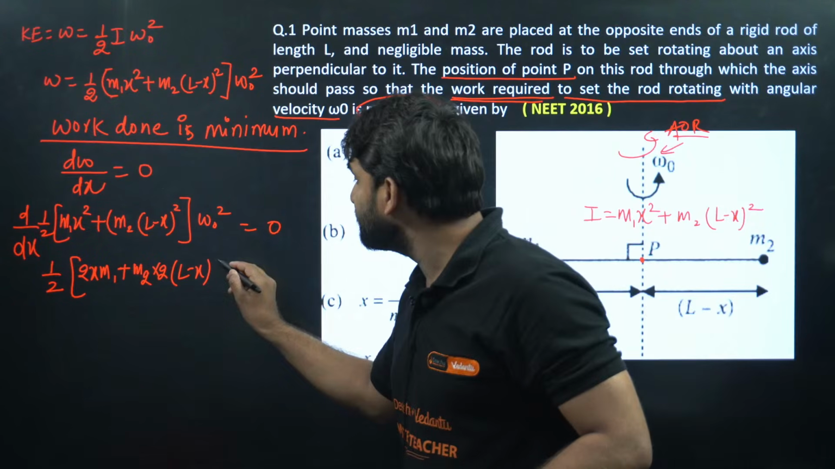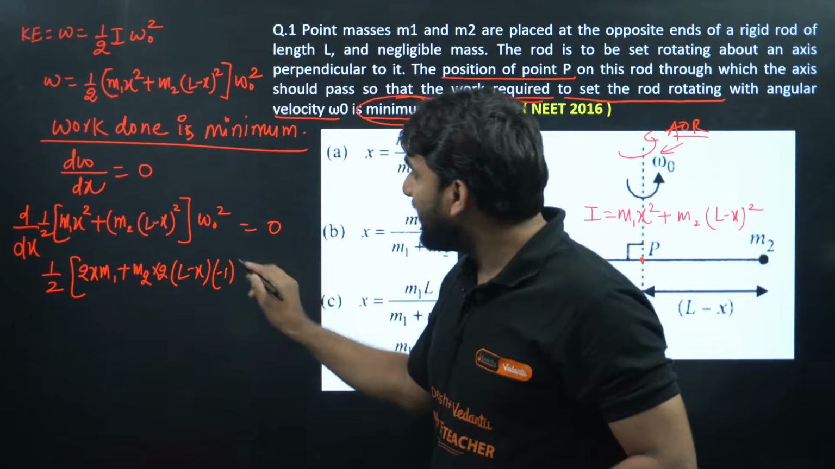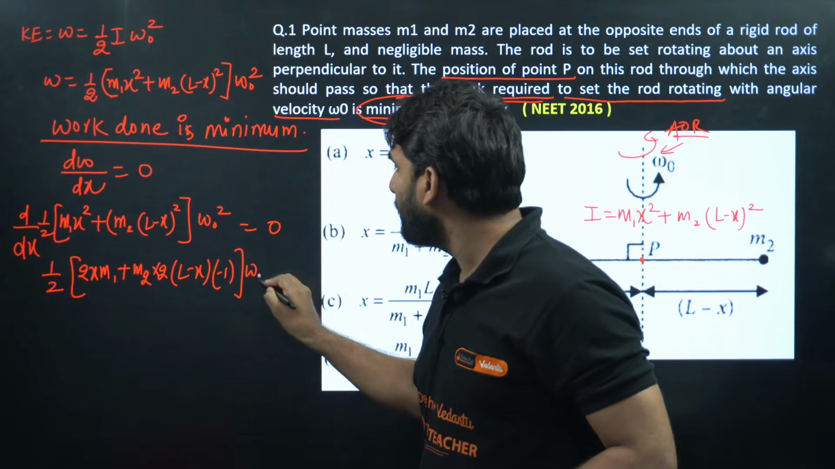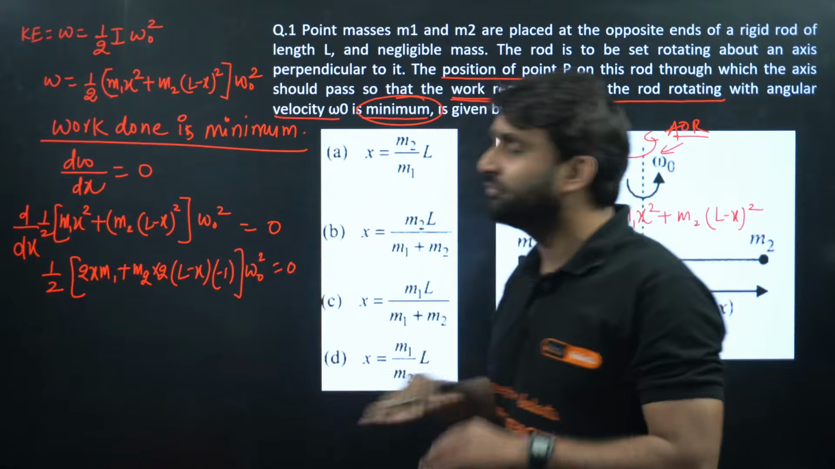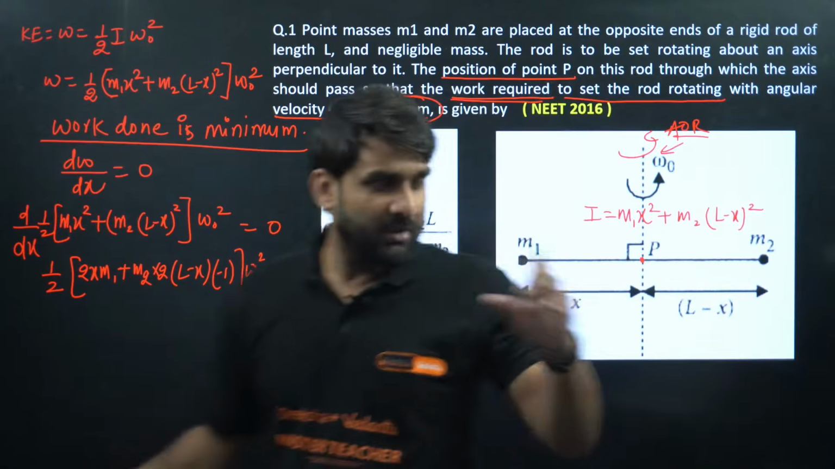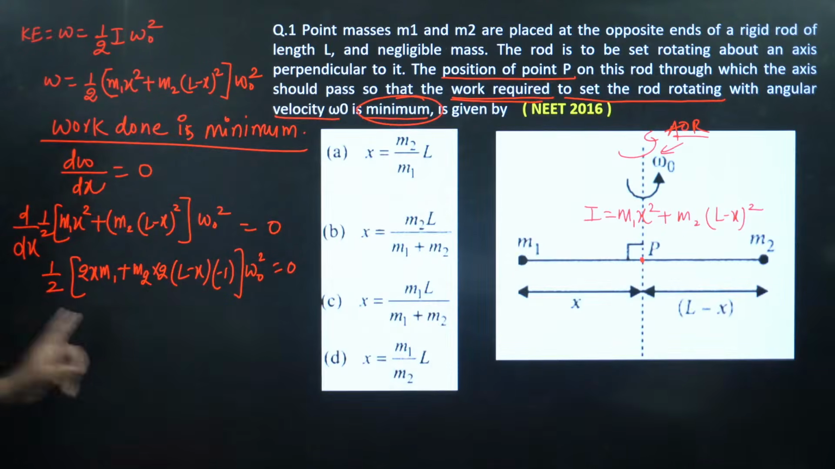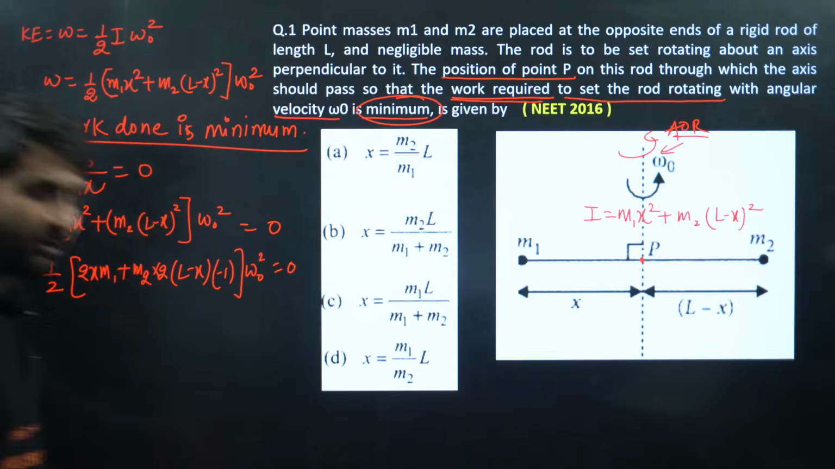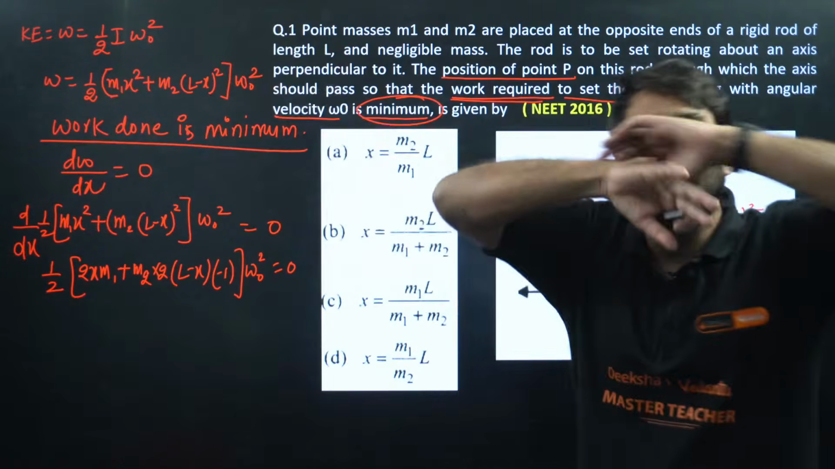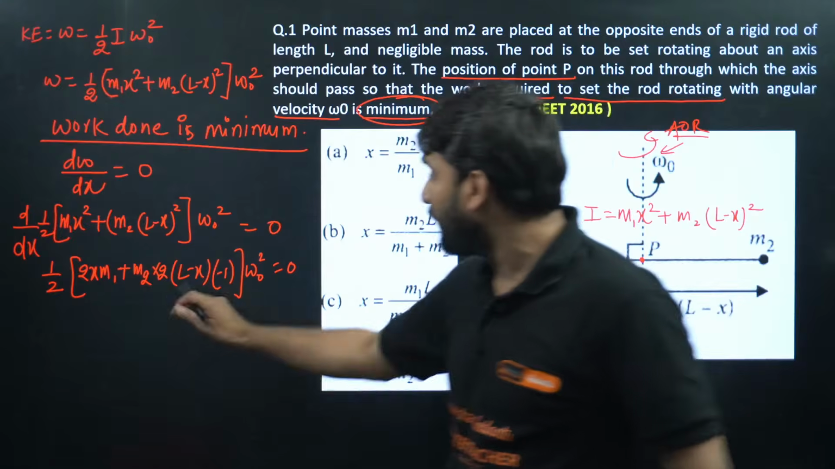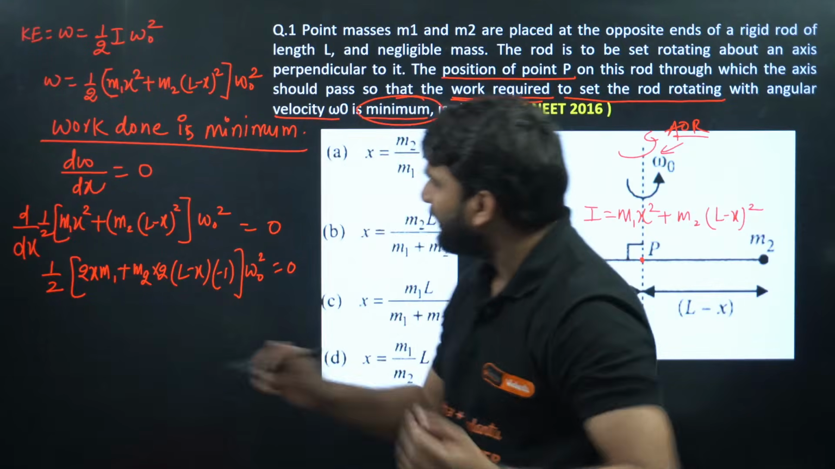So the differentiation of minus x will be minus 1, and this whole omega naught square will be equal to 0. Done. 1 by 2 is a constant, which is in multiply form. Omega naught square is in multiply form, so that will go to the right side and the whole function will become 0. So what we are getting here, okay, but we can take common as well.